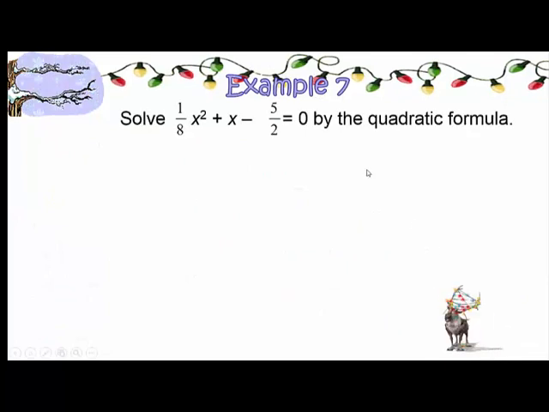Now in example 7 here, we have something a little bit more complicated. So I'm going to go to the whiteboard now and show you this in more detail than this PowerPoint is going to show. So let's go to the whiteboard.